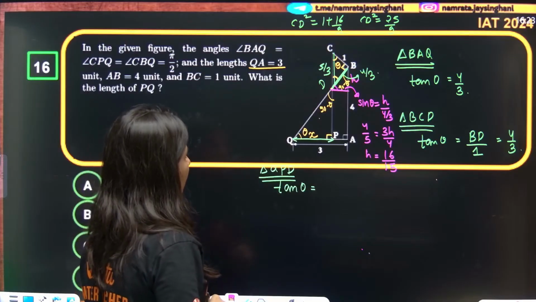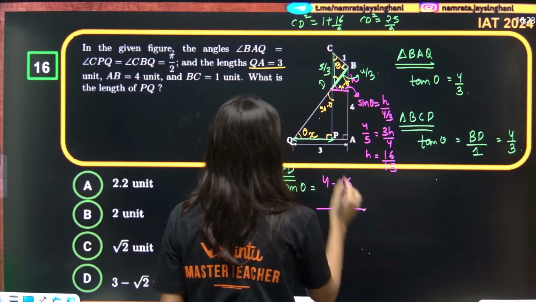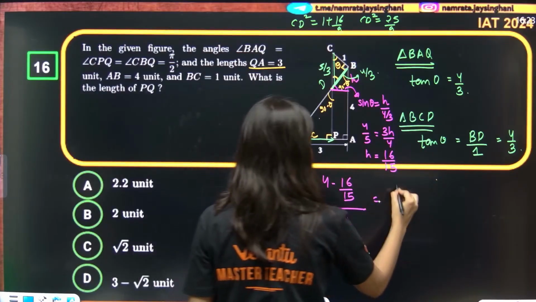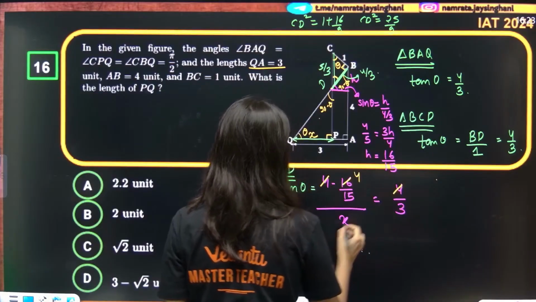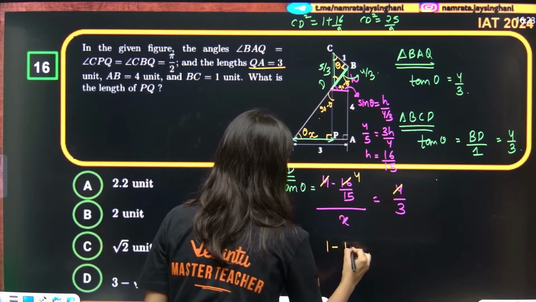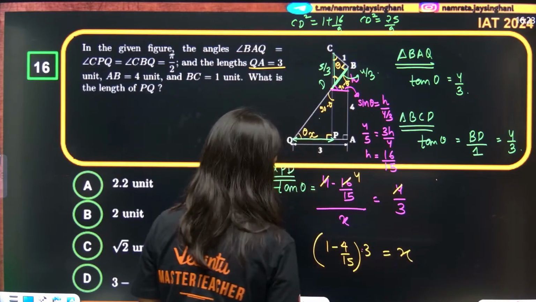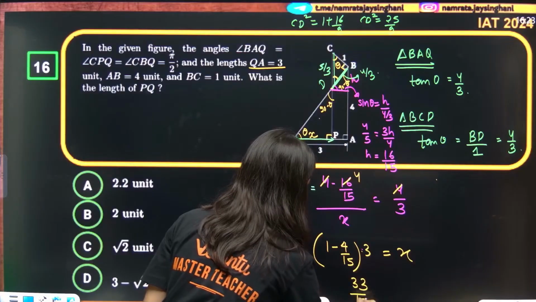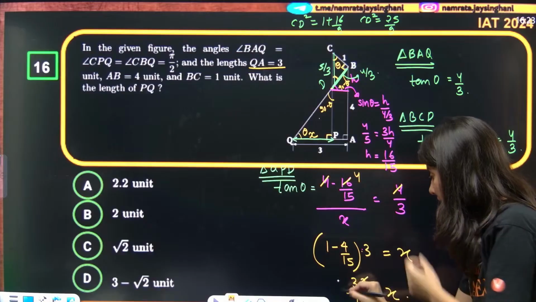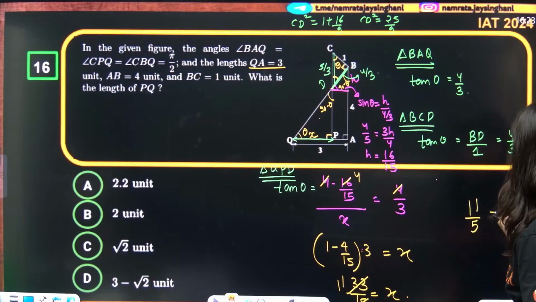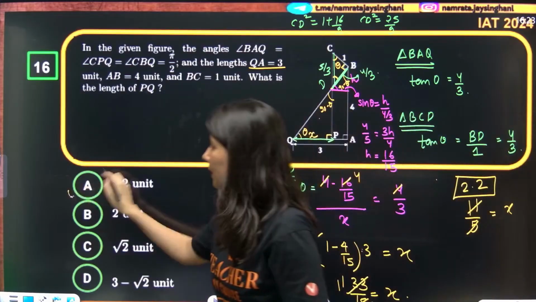So this height will be 4 minus 16 by 15 upon, this is x. And tan theta is nothing but 4 by 3. Okay. So now 4 ones are 4, 4 fours are 16, 4 ones are 4. So 1 minus 4 by 15 into 3 is equal to x. So 15 minus 4 is 11, 33 by 15 is equal to x. So 3 5s are 15, and 3 11s are 33, so 11 upon 5 is your x. 2.2, exactly 2.2 is option A.